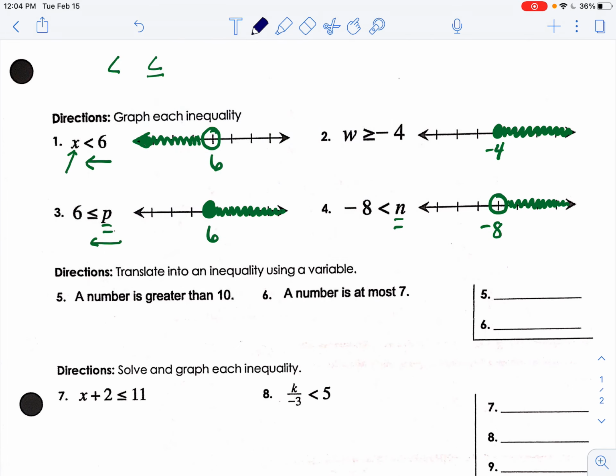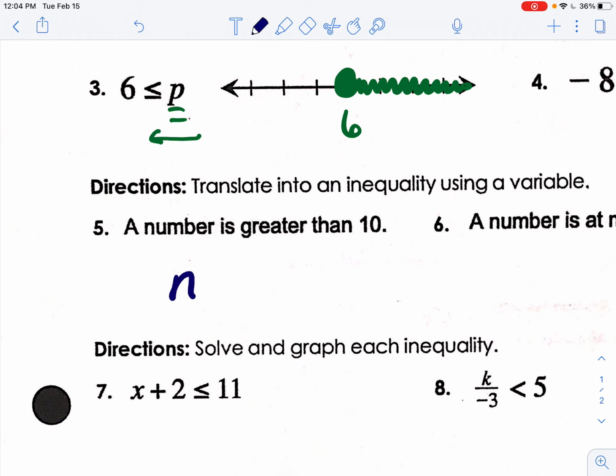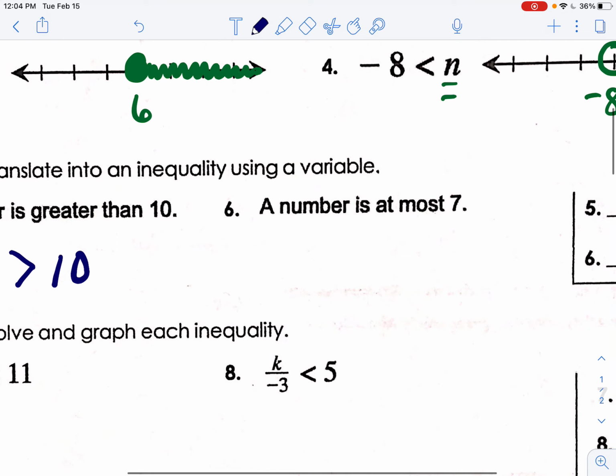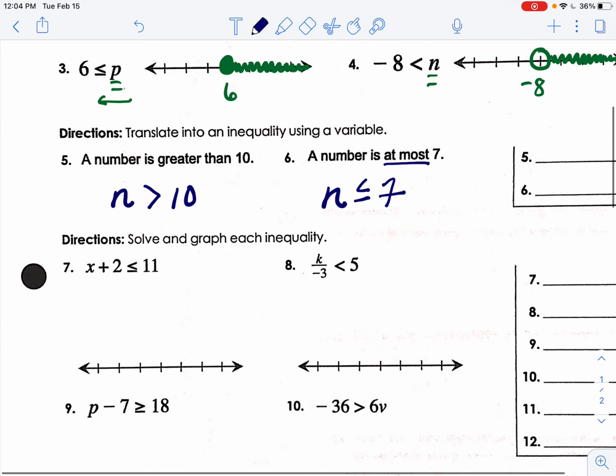Number 5, let's translate into an inequality. A number is greater than 10. So here's a number greater than 10. Number 6, a number is at most, which is less than or equal to, 7. Number 7 is solve and graph.